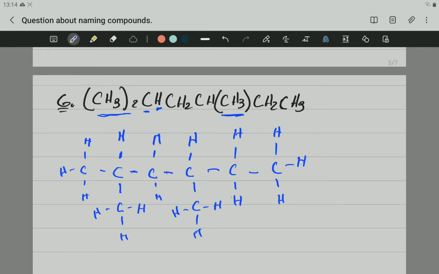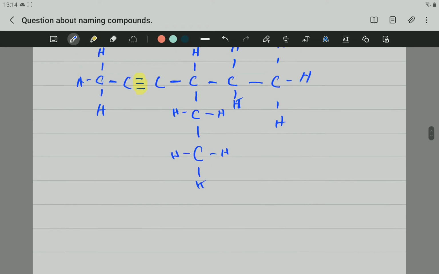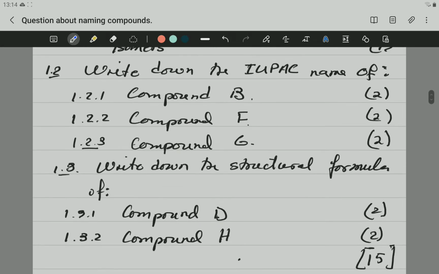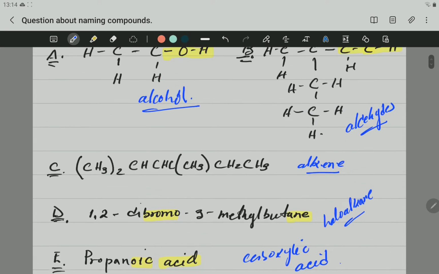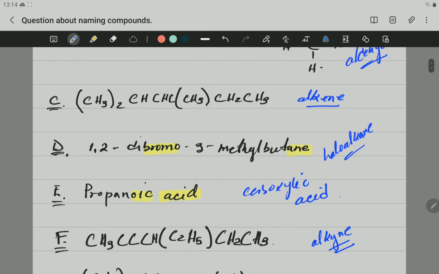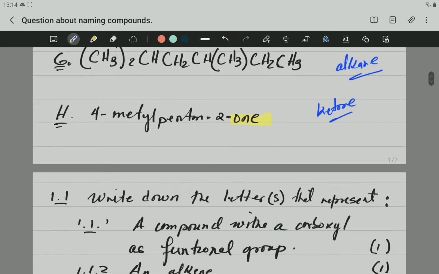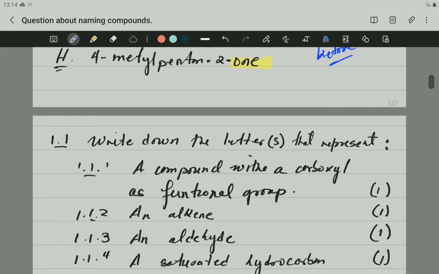We only see single bonds between carbon atoms and hydrogen, so it is an alkane. So let's go back here for compound G, and it's an alkane. So now we already know the homologous series to which each compound belongs. That is very, very important. Okay, so let's start answering the questions.